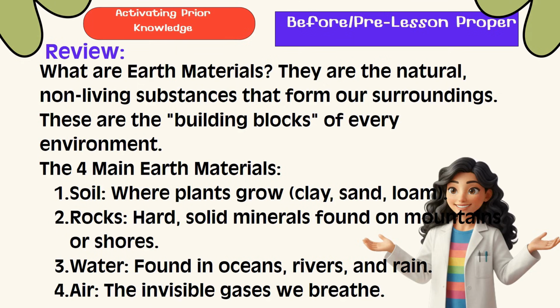Earth materials are the natural non-living substances that form our surroundings. These are the building blocks of every environment. The four main earth materials are soil, rocks, water, and air.